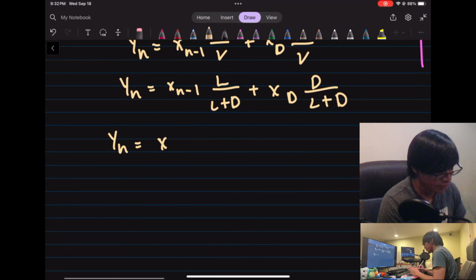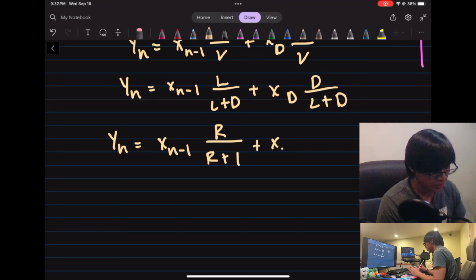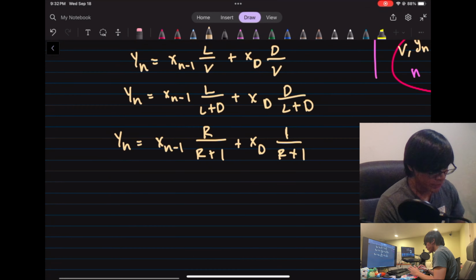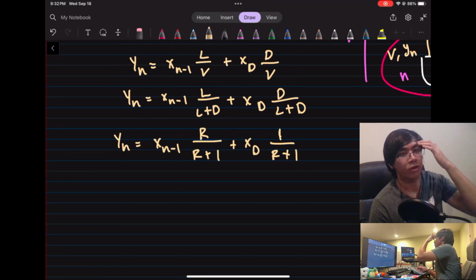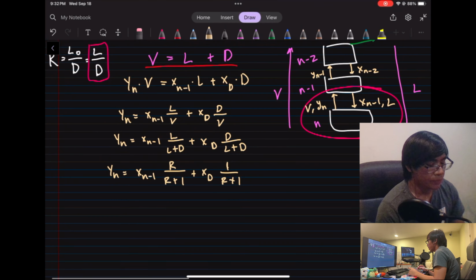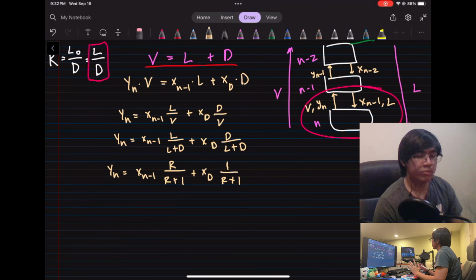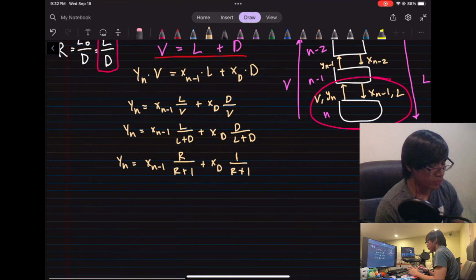So I'm just going to divide by D, and L over D is R, D over D is 1, and very simple, dividing by D on both terms. The denominator is the same, and yeah, that's our operating line for the rectifying stage. We can go ahead and graph that. I think I'll go ahead and derive all the expressions first, so I'm not switching back and forth.